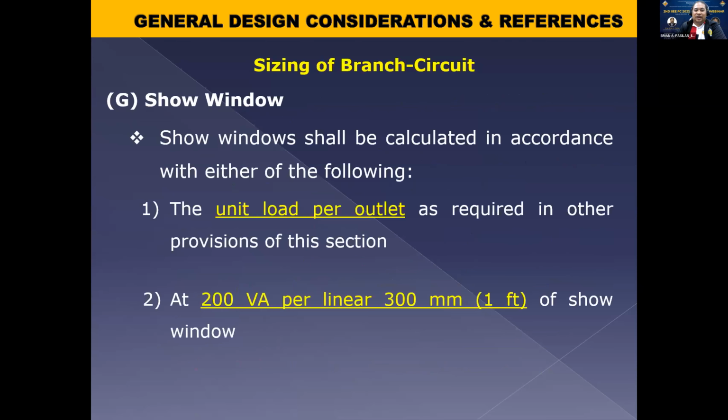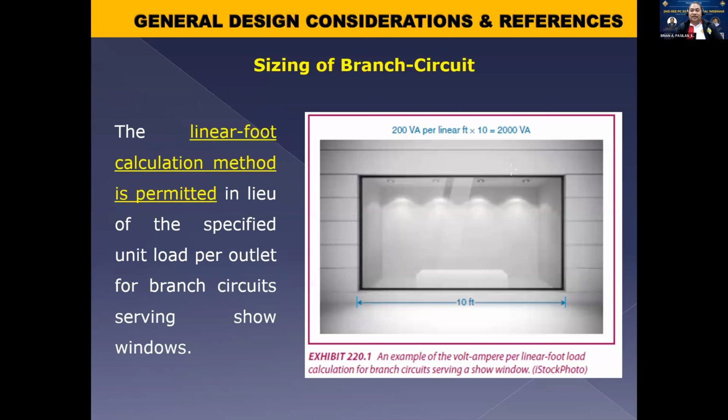Show window, meron din itong requirement, no? So dapat may unit load per outlet, no? And then ang treatment natin na demand niya is 200 VA per linear foot, no? Or in metric is 300 mm, no? Sa show window 'yan. So if you have a 12 foot show window, multiply that by 200 VA, 'yon yung total demand required niya, okay? So ito yung unit consideration niya, 200 VA per linear foot. Okay, ito yung tinawag ko kanina, no? Kung 10 feet 'yan, then times 10. 200 times 10. So 2 kVA yung kuan mo. 'Yun lang. Okay?